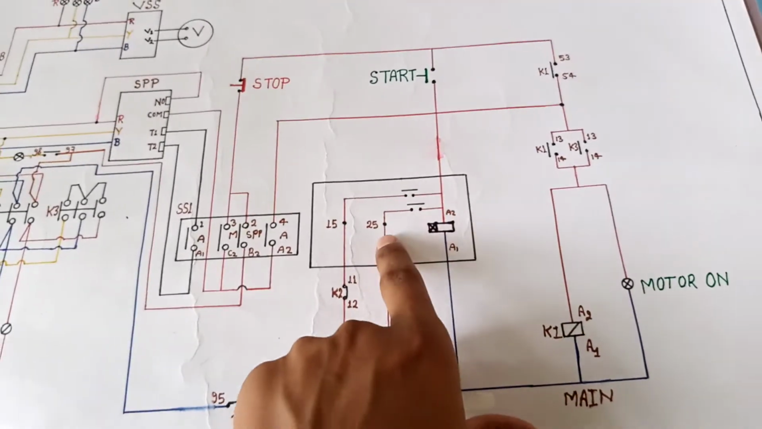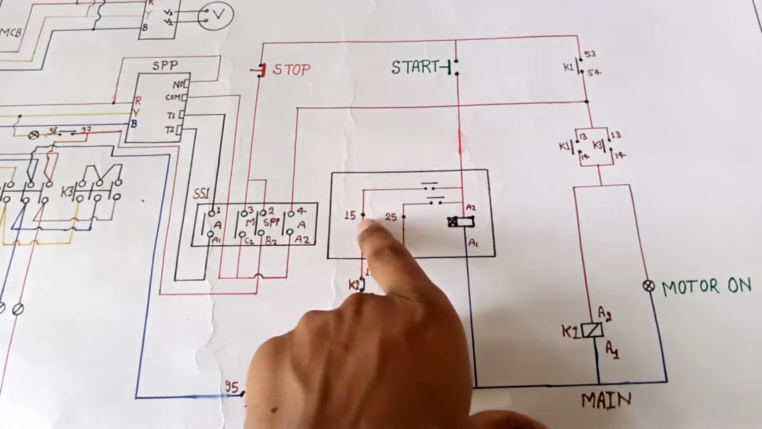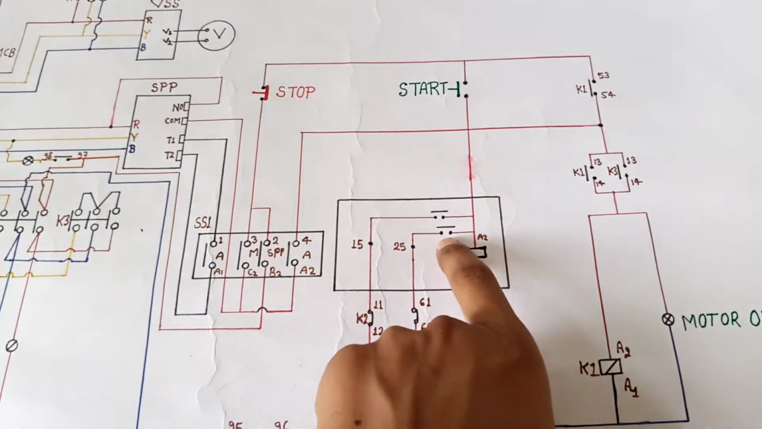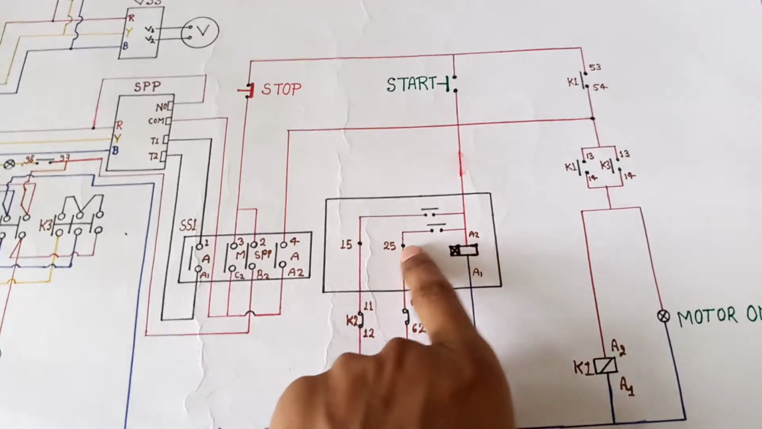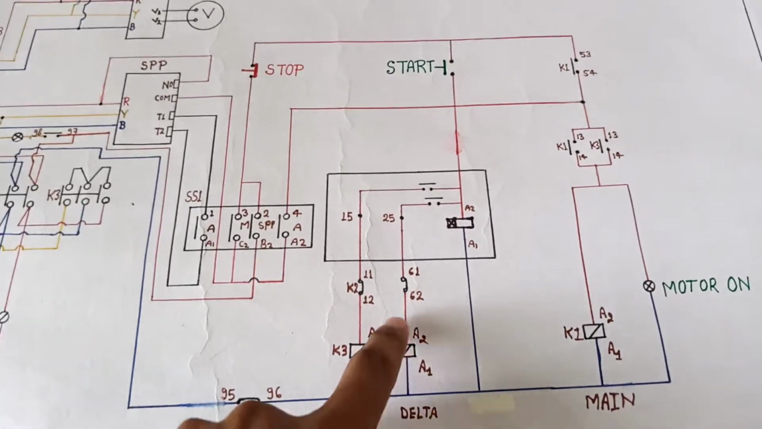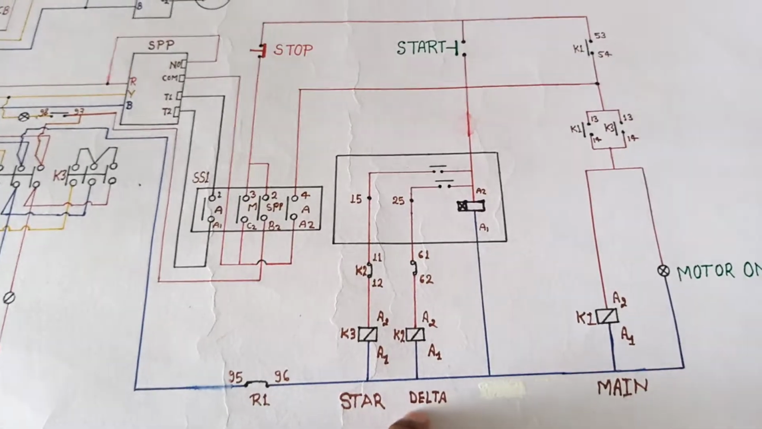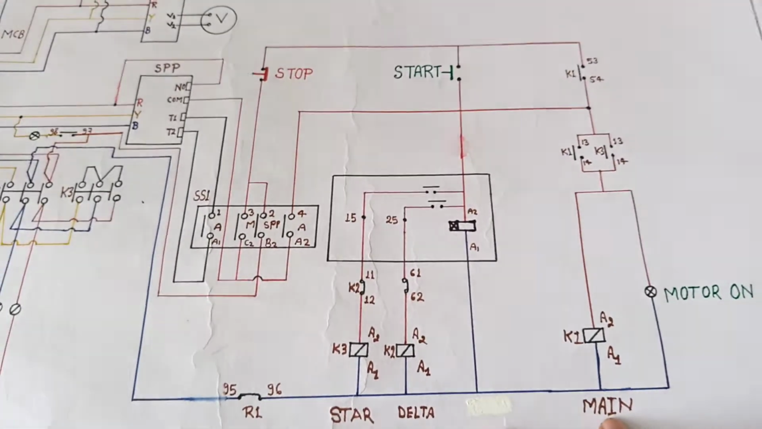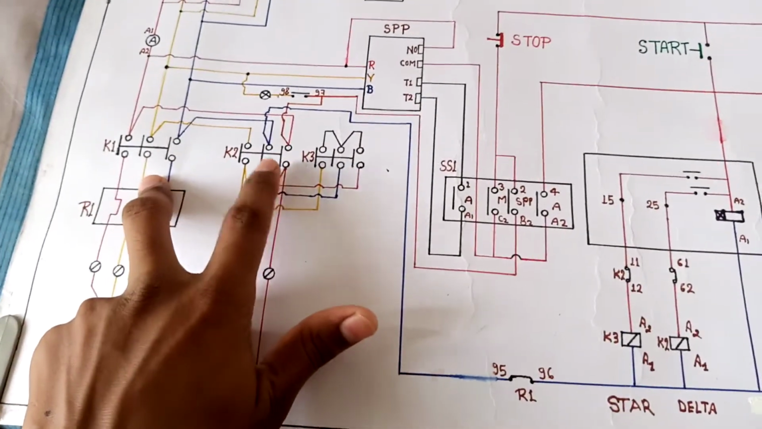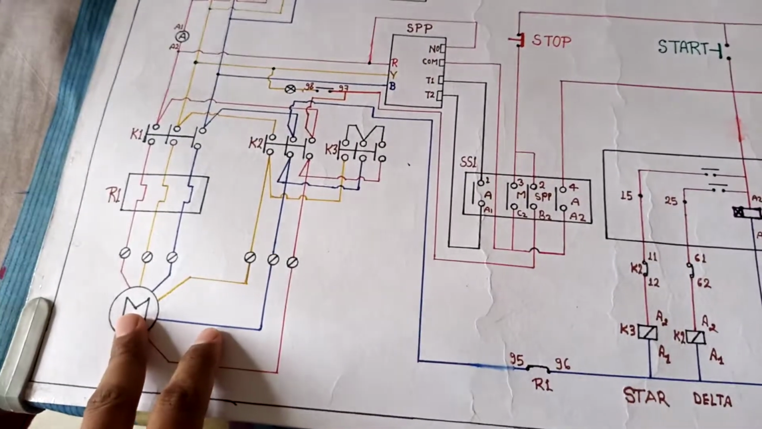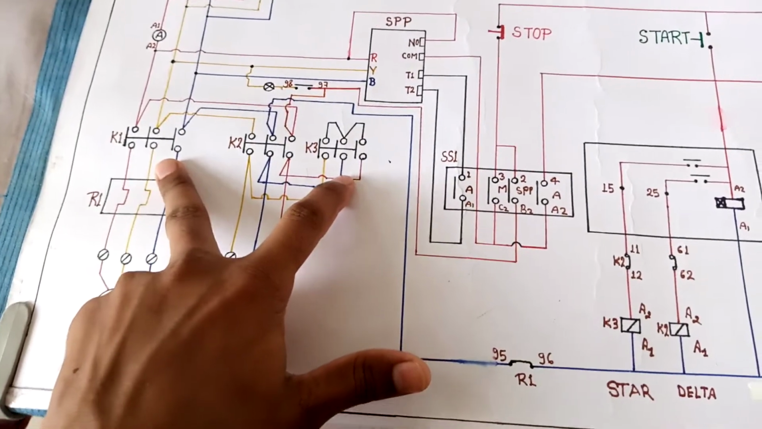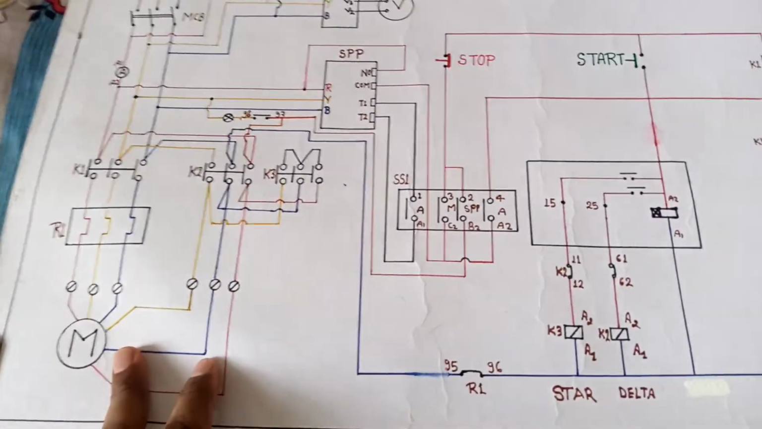timer, the output 50 number terminal gets supply, and the timer turns off the 15 number terminal and closes the 25 number terminal. Our supply outputs here. Now our delta contactor coil gets two phases, our delta contactor closes and the main contactor closes. You can see here this contact closes and this contactor closes. Our motor supply gets line voltage. When the main contactor and the star contactor close, then our motor gets phase voltage.